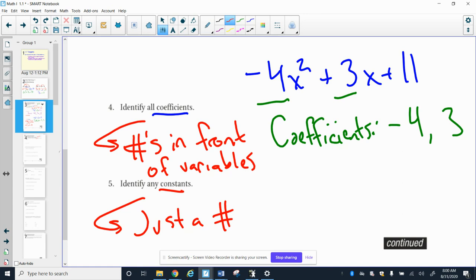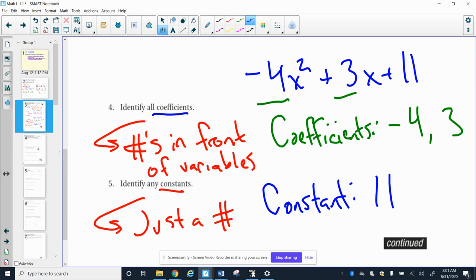So if we're thinking in the context of this problem about what the constant is, well, the only constant in here would be that 11 at the end. The way we can think about this is no matter what you put in for x, that 11 is always just going to be an 11 because there's no variable attached to it, right? No matter what goes in for x, the end of that expression is always just going to be a plus 11.